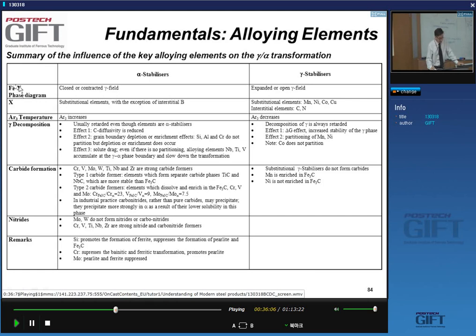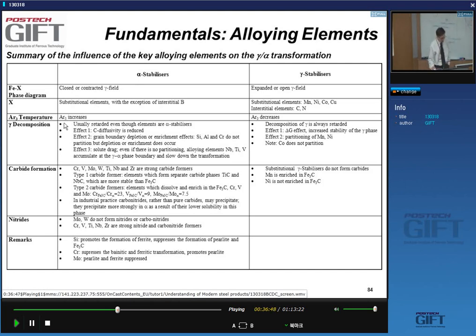So that element X can be a substitutional element, with the exception of boron, which is interstitial. But I've told you already, boron has a rather complex way of doing things. It's also interstitial. People believe it's substitutional most of the time, but when it diffuses, it's an interstitial. Okay. What is the impact of an alpha stabilizer? Well, as I said, this line decreases. You add that element, it decreases.